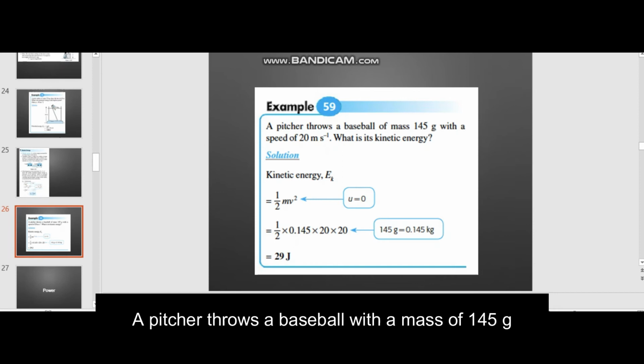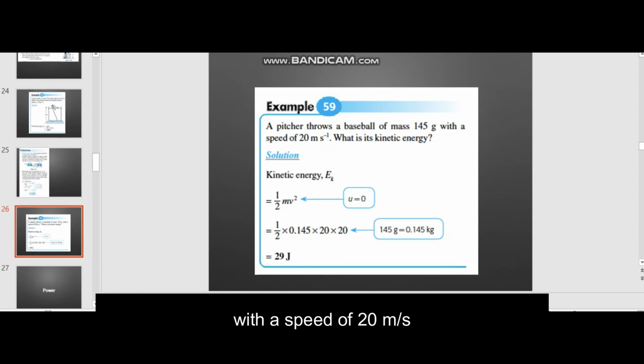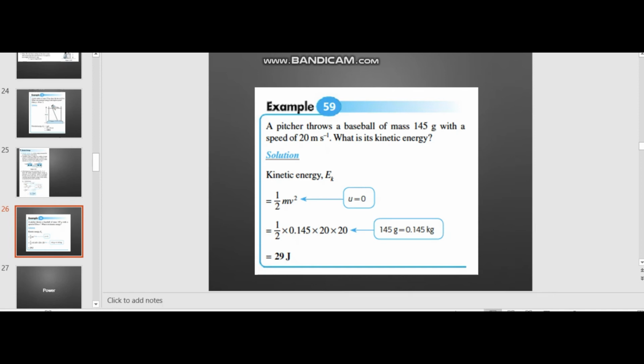A pitcher throws a ball of mass 145 gram with a speed of 20 meter per second. What is the kinetic energy? Here we can calculate using the equation of kinetic energy equal to 1/2 mv squared. So half times 0.145, which is the mass in kg, times 20 squared, which is equal to 29 joule.